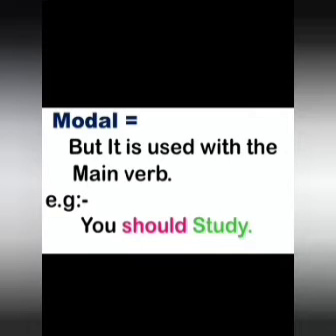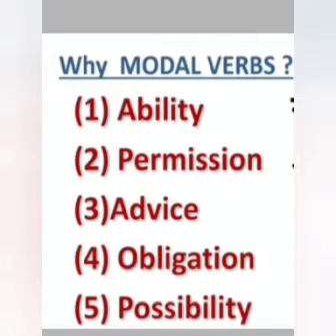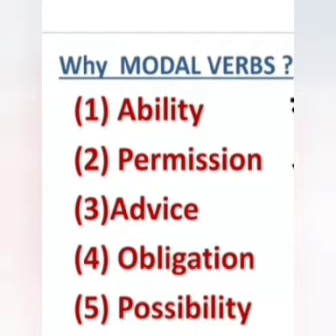Why are these verbs different from others? Because they show ability first. What do modals show? See here. First ability, next permissions, third advice, fourth obligations. Obligation means duty. Next, the fifth one is possibilities. These five actions these verbs show, so they are different from others. How we will use this, we'll see now.